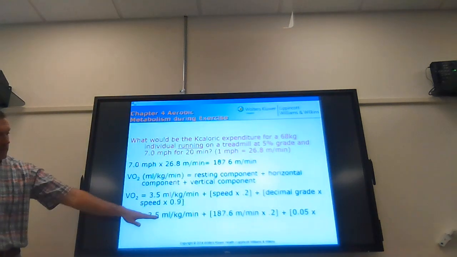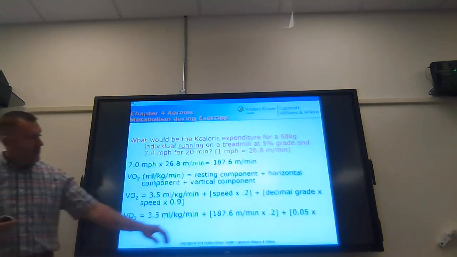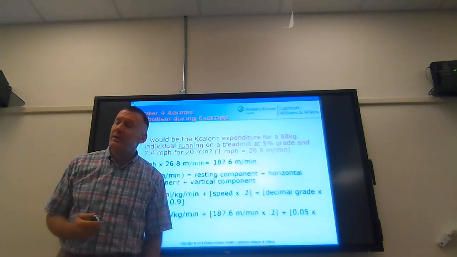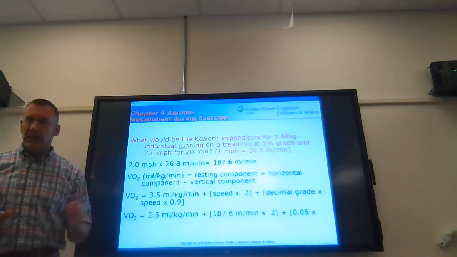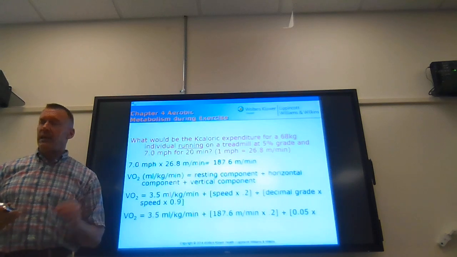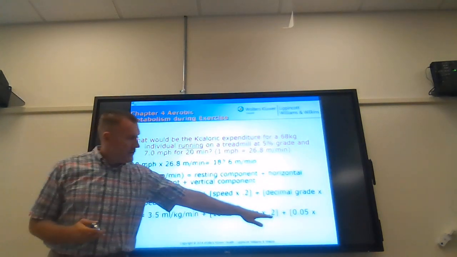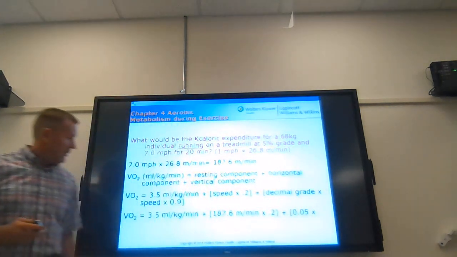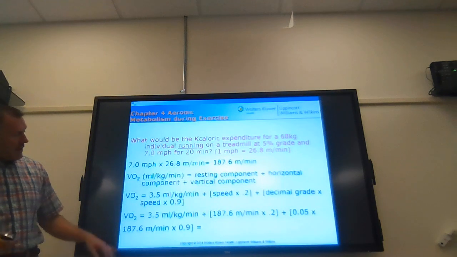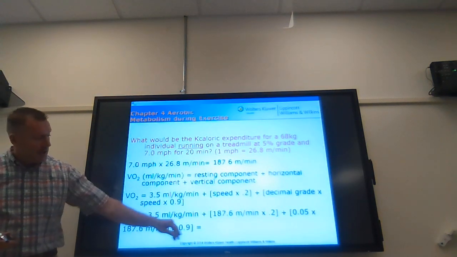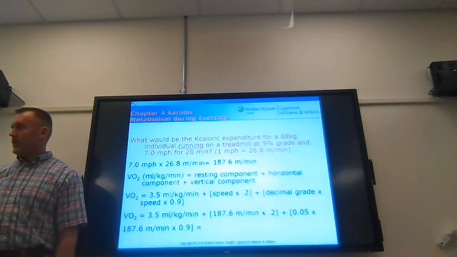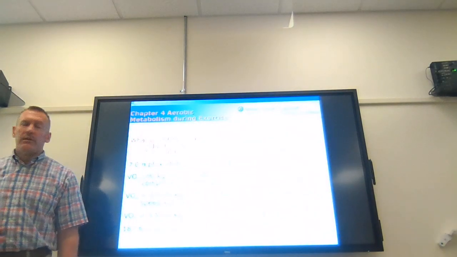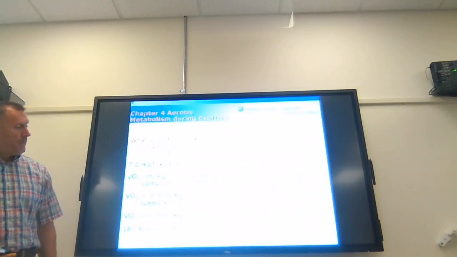Okay, so it's going to be our resting, 3.5, plus 187.6 meters per minute times 0.2. That 0.2 is our constant, because we're not walking anymore, we're running. So that's the horizontal component. Vertical component: 0.05 times your speed times your constant. Vertical incline running is 0.9 milliliters per kilogram per minute per meter per minute.